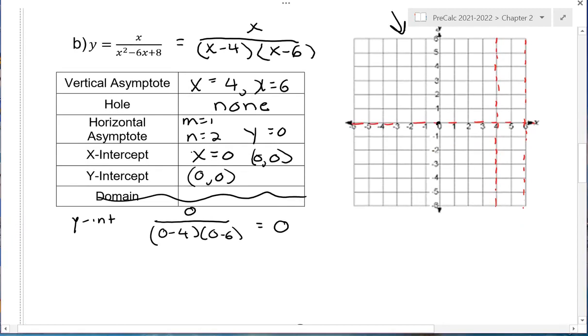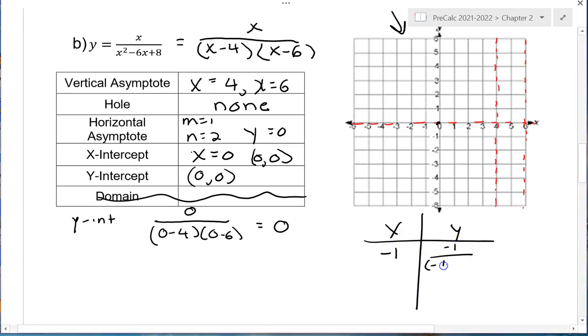So I am going to get a point, let's just use -1. So I'm going to set an xy table, put -1 in, and I get -1 over -1 minus 4 over -1 minus 5. That gives me 1 over 30. That's super close to 0. So I'm just going to go like that.